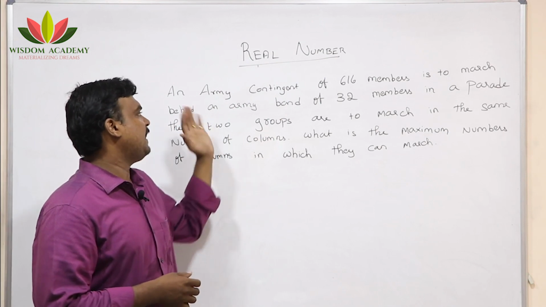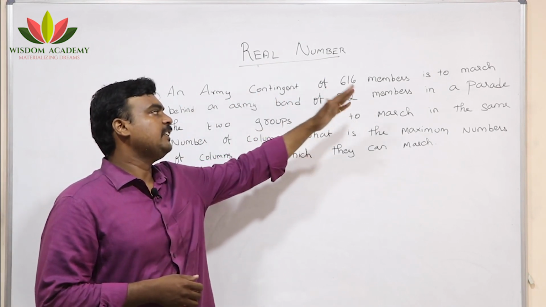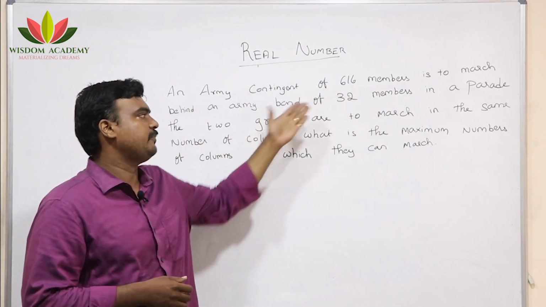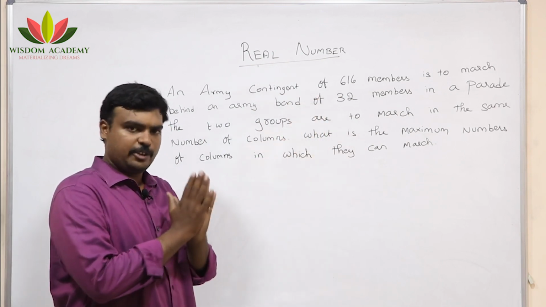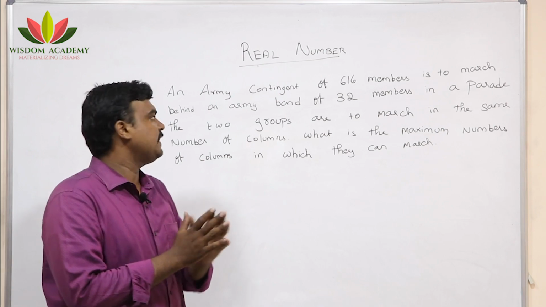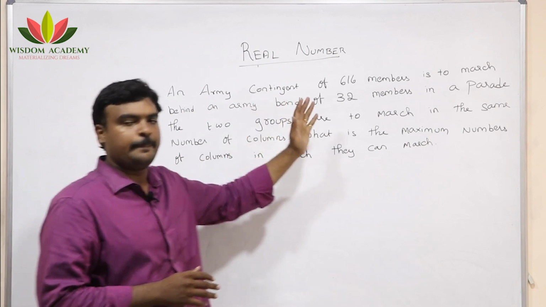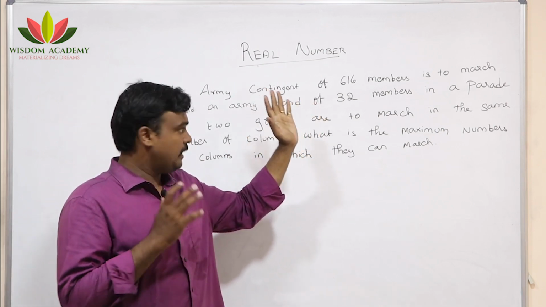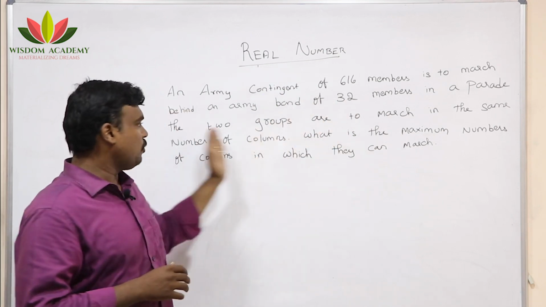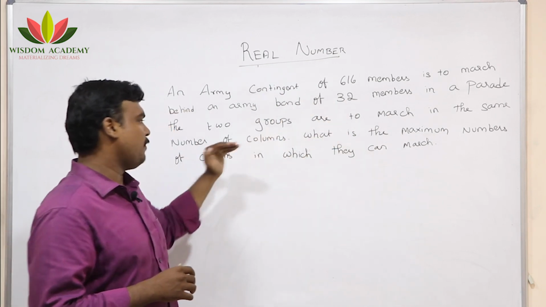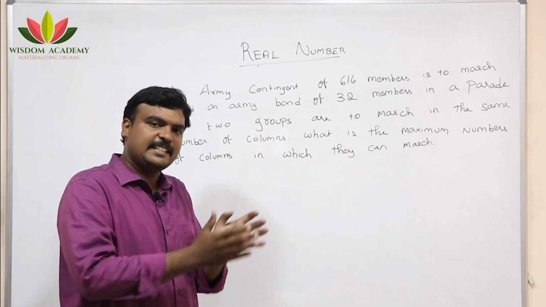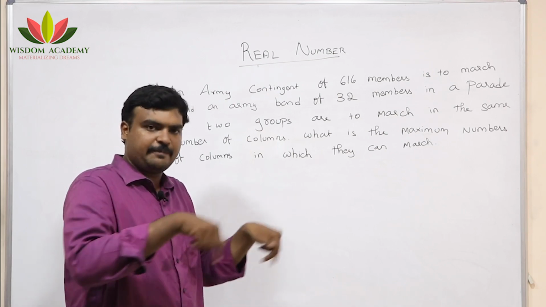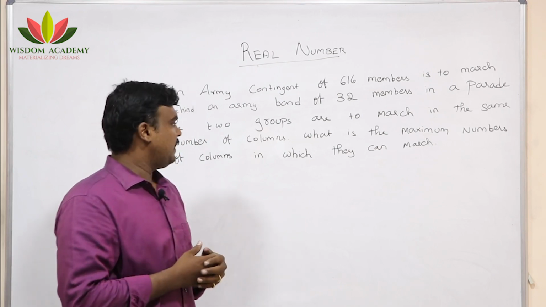So what it says is, an army contingent of 616 members is to march behind the army band of 32. So what is the case? 616 members are there in the army parade, so they are going to parade. In that, 32 members are there in the military band, that is, the people who will go for music. So the two groups are to march in the same number of columns. They have to form the same number of columns. Have you seen that march, right? It will be a perfect rectangle. They will march very linearly.